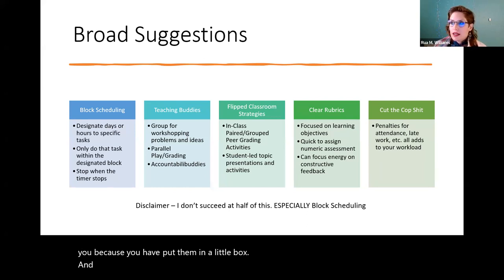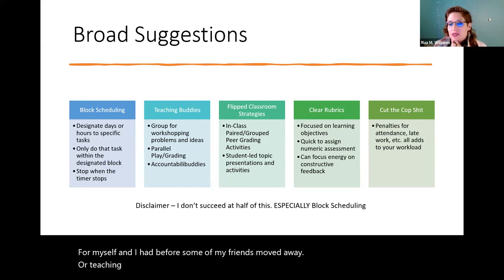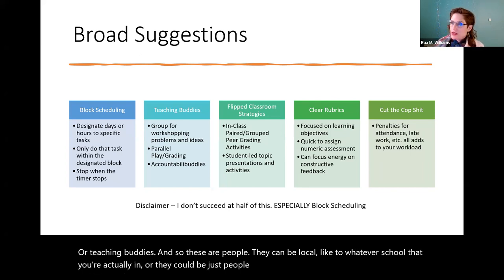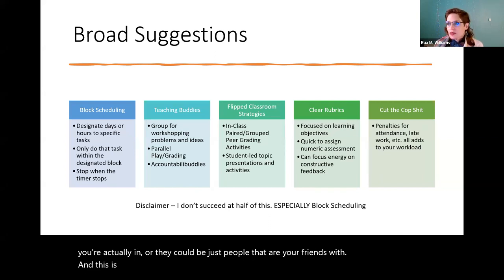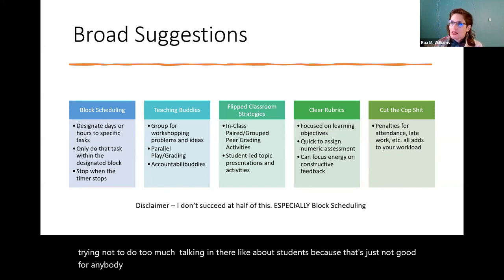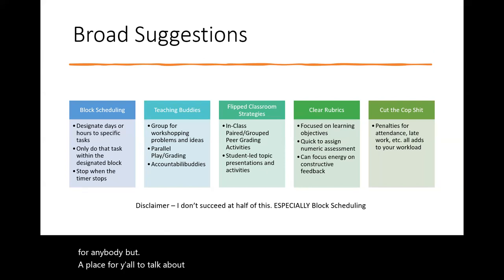Another idea that I would like for myself, and I had before some of my friends moved away, are teaching buddies. These people can be local, to whatever school you're actually in, or they could be just people that you're friends with. This is the group chat for workshopping problems you're having in class and ideas. Try not to do too much shit talking in there about students, because that's just not good for anybody. But it's a place for y'all to talk about classroom stuff.